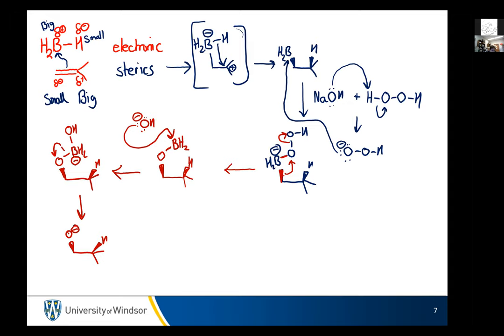But, you know, there's water around. This was hydrogen peroxide and sodium hydroxide. There's always water. So let's just scoop up an extra hydrogen from water. We need to make this neutral. We don't want any negatively charged things in our product. We're not done if it's negatively charged, generally speaking, and for the purposes of this course. We get our product.